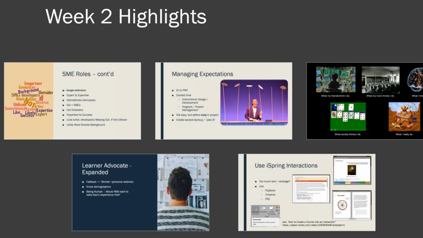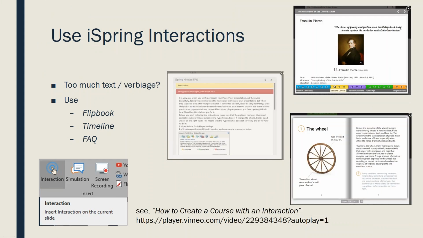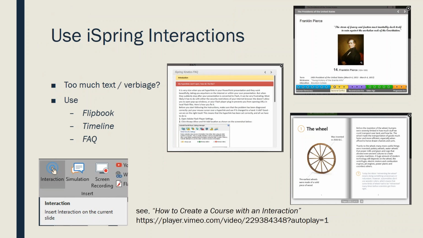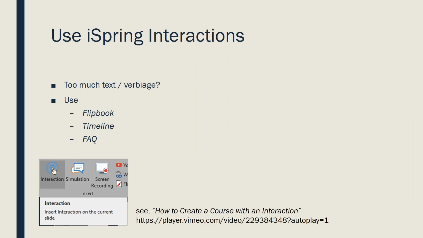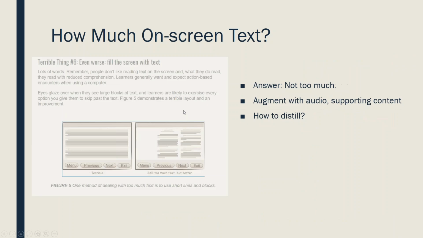And so finally, we took a look at some really great interactions from iSpring, the flipbook, the timeline, the FAQ, and other items that you can use. Again, just kind of giving ideas of what to do when you have a lot of content and some interactive ways to do so. So week 3, we took a look at creating on-screen text and narration.